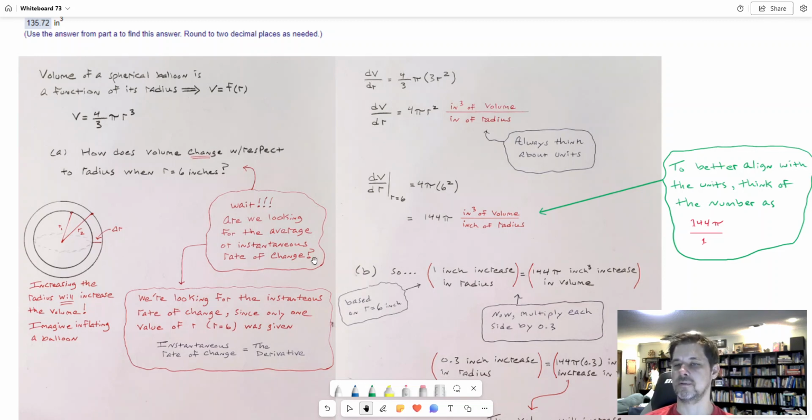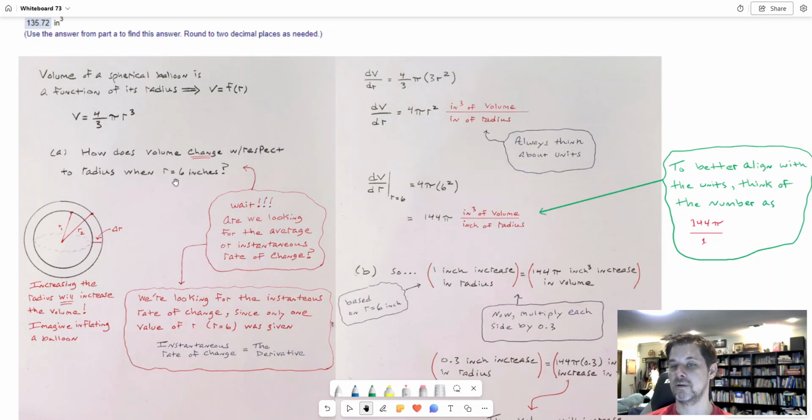So which one are we looking for? It doesn't say, okay? But I can say this. Because of the context here, we're looking for the instantaneous rate of change. And I know that because they gave one distinct value of the variable. R is 6. For it to be an average rate of change, it would have to say, how does the volume change with respect to radius when the radius is 6 and then goes to 6.3? Okay, so part A is asking for the instantaneous rate of change, and that's also known as the derivative. Okay, all right, so that is the key we're looking for, the derivative in part A.